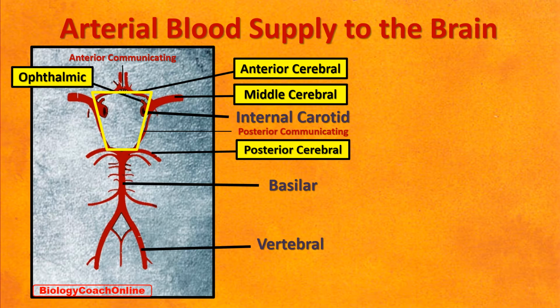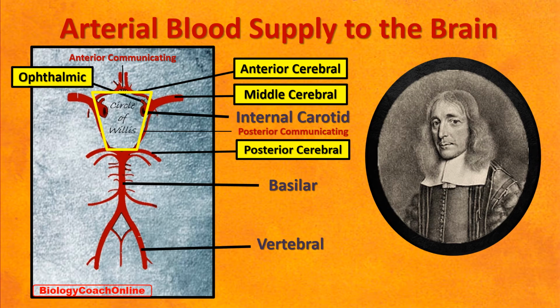Now this area represents an anastomosis. That's just a series of interconnected vessels and is formally called the cerebral arterial circle. I know that I've drawn a trapezoid here, it's okay, and it's otherwise known as the circle of Willis, named after English-born royal physician and anatomist Thomas Willis.